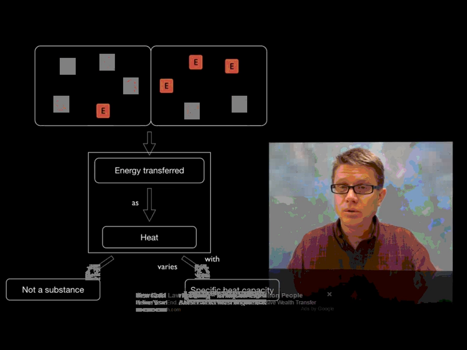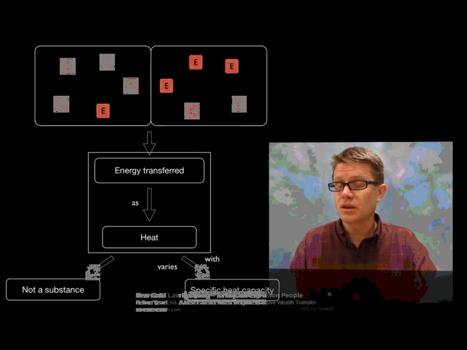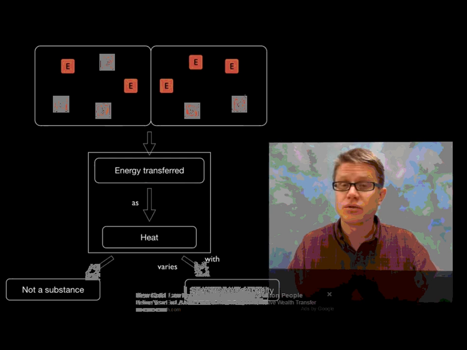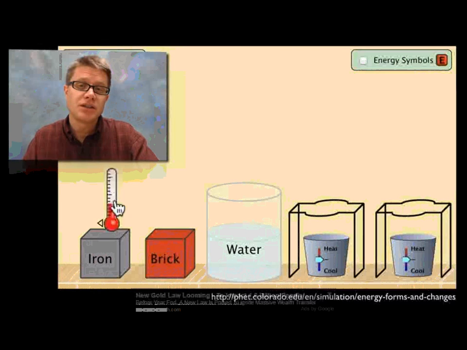That's really what's going on. And so when we're looking at energy being transferred as heat, it's going to vary depending on the substance that we're dealing with. In other words, metals are going to transfer energy through heat more readily than things like wood or brick. So let's look at this PhET simulation.